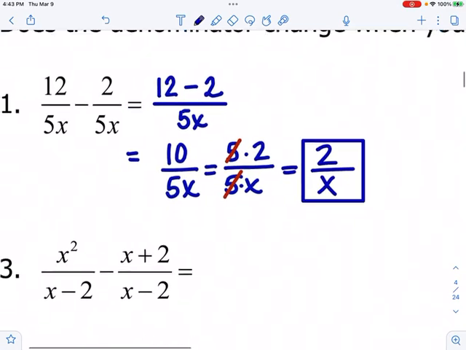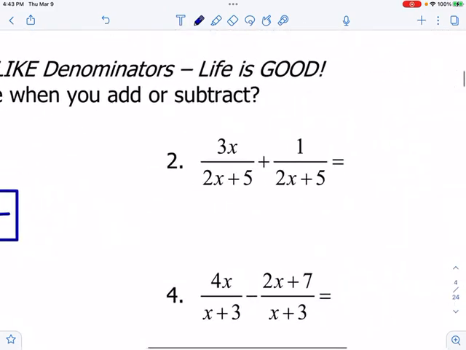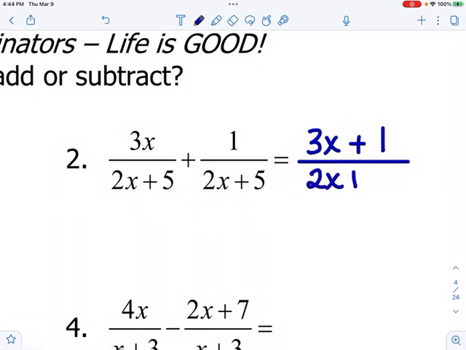All right. For number 2, we have a common denominator, so we're going to do the same thing, but we're going to add 3x plus 1, and then the denominator stays the same. We have 2x plus 5. Now, there are no common factors between the numerator and the denominator, so we're finished there. Life is good.